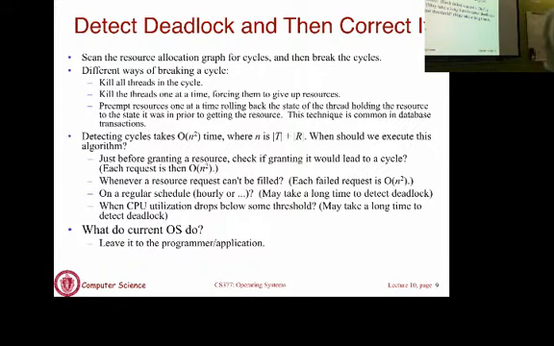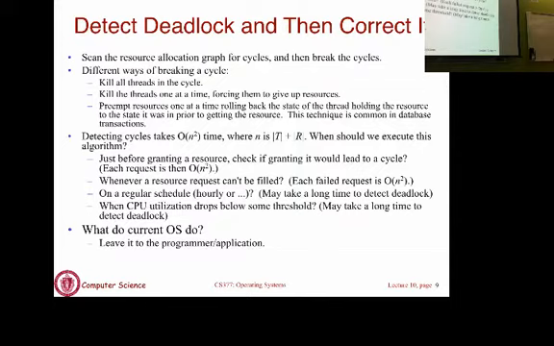So here is a simple thing you can do now with that background. You essentially scan the resource allocation graph, run the cycle detector, and when you find cycles, you can say I am going to do something and break those cycles. So you can kill all the threads in the cycle, you can kill the threads one at a time, force them to give up resources or preempt resources. You have to do something to break the cycle. Killing all the threads is the equivalent of I actually terminate them, I restart the system, and all the threads restart. And so they start from scratch, all the cycles are gone. So you have to take some harsh measures once you find a deadlock in the system.